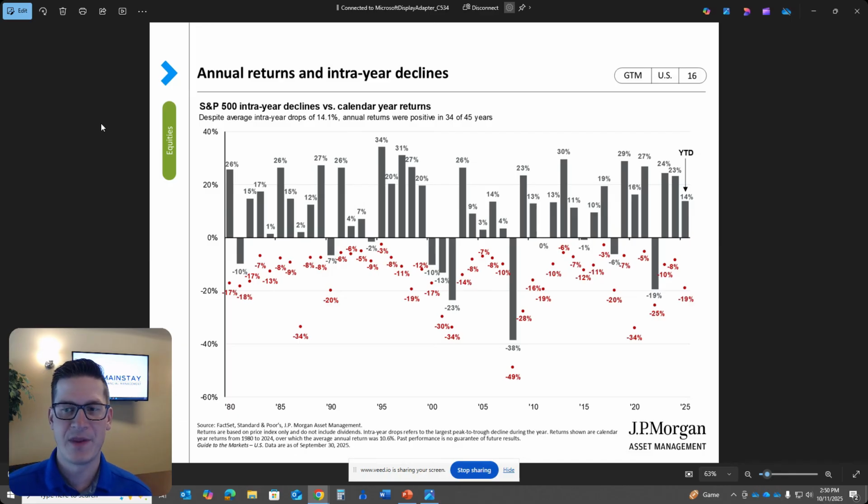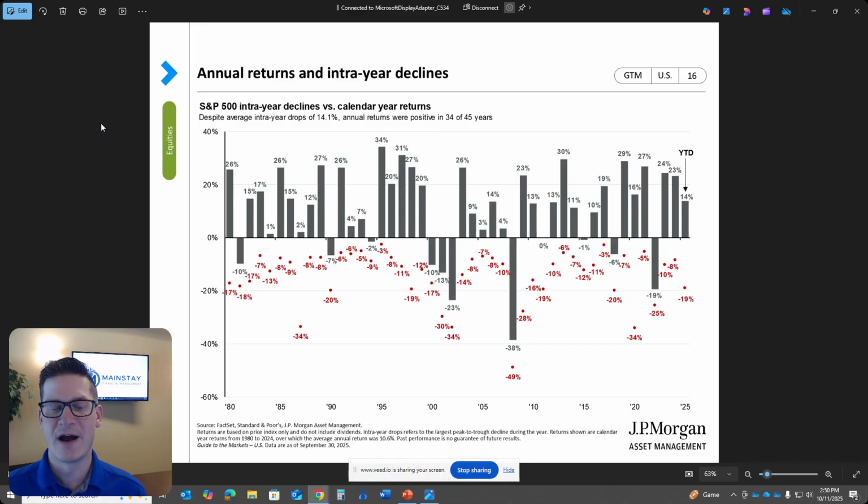Despite that, annual returns are positive 34 out of the last 45 years. So if you put that in context, even though every year we have some sort of pullback around, on average, 14%, we still finish positive in those years 34 out of 45 times. And this year is a great example.